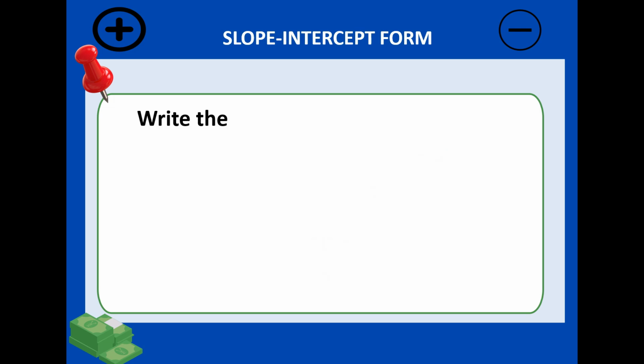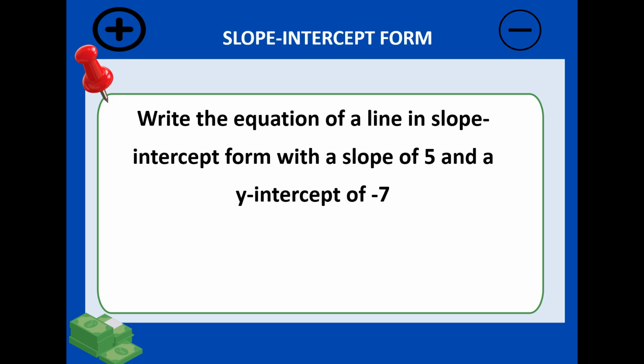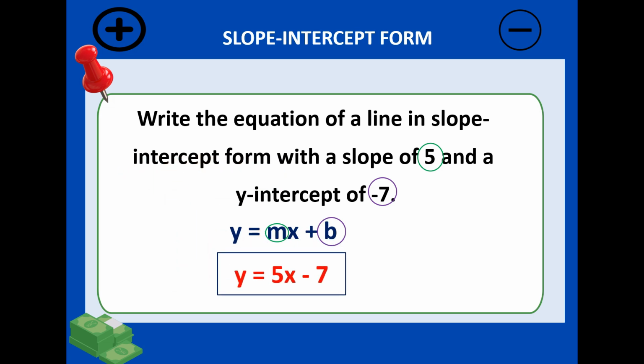Another example. Write the equation of a line in slope-intercept form with a slope of 5 and a y-intercept of negative 7. So what is the slope-intercept form equation? It is y = mx + b. In this example, m, the slope, is 5 and b, the y-intercept, is negative 7. Therefore, the equation of the line in slope-intercept form is y = 5x - 7.